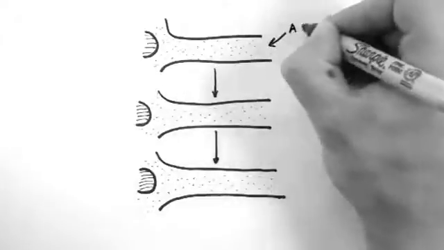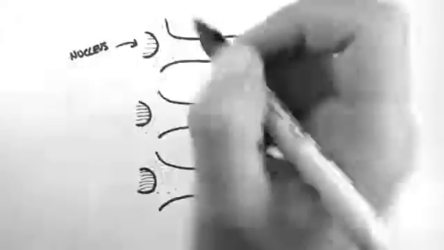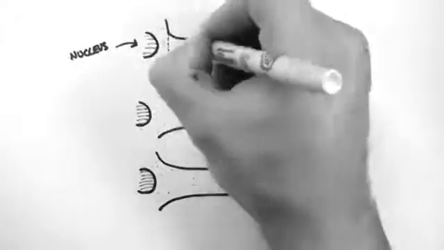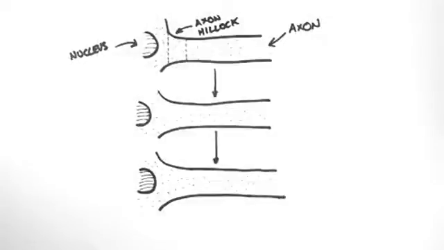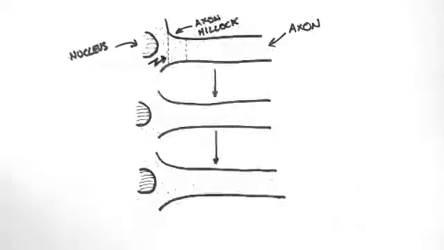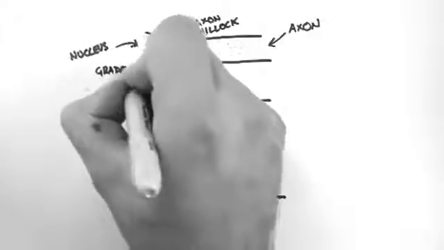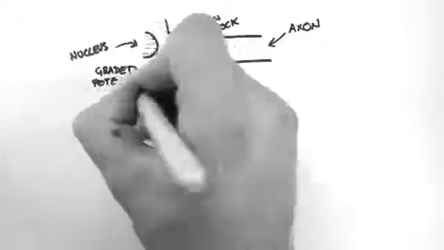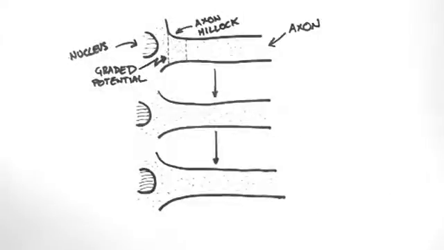So let's get oriented. This is the axon, and this is the nucleus in the body of the neuron. And this segment here is called the axon hillock. The axon hillock is where action potentials begin. So a stimulus is applied to the axon hillock, and usually this stimulus is what we call a graded potential. We're not going to talk about graded potentials in this tutorial, but just know that they are a flow of positive charge.